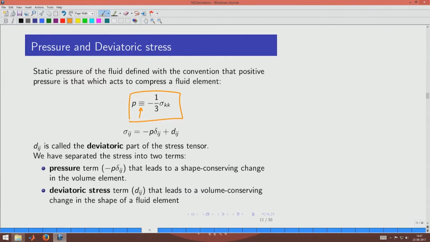So therefore we can now write the stress tensor as minus P delta ij plus Dij, where delta ij is the Kronecker delta. So we have effectively separated the stress into a pressure term and the deviatoric stress term. So deviatoric stress is this one. Okay, this is the deviatoric term, and the pressure term is this one. You can see that the stress is now composed of two components. This is going to be useful for us in a moment.